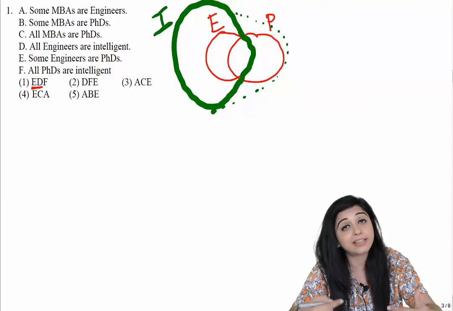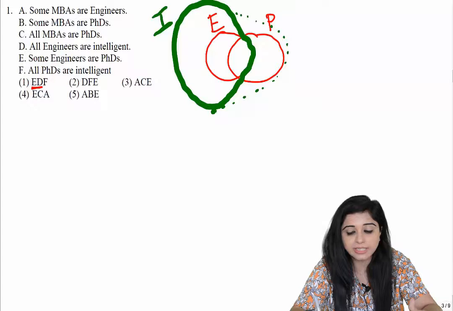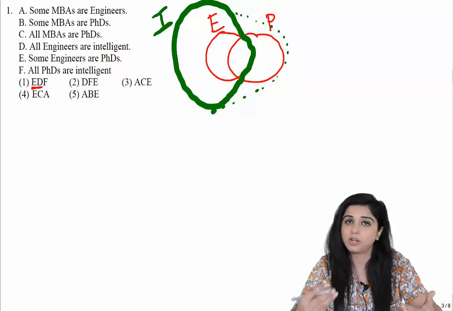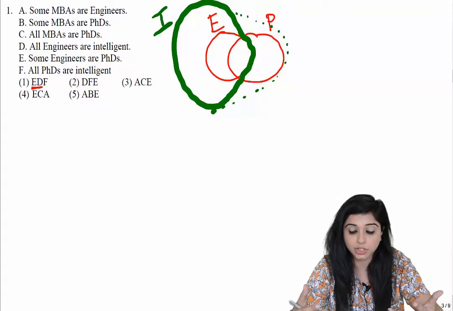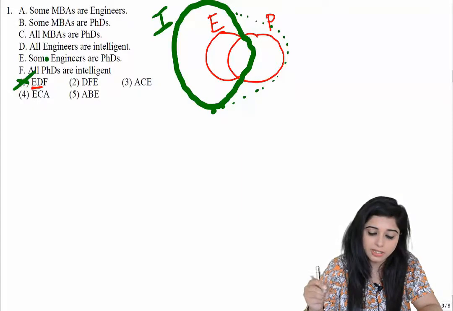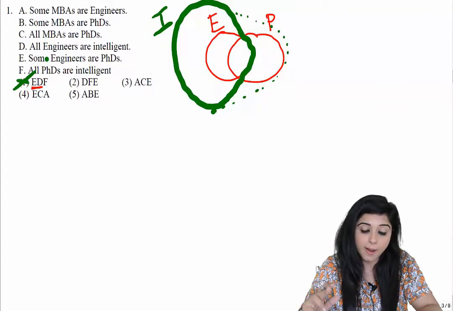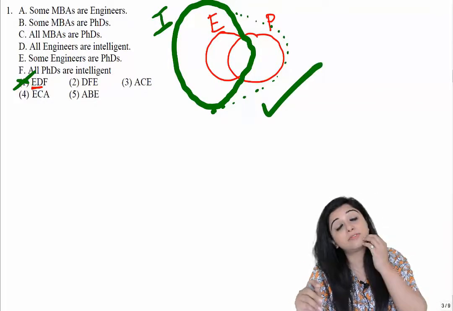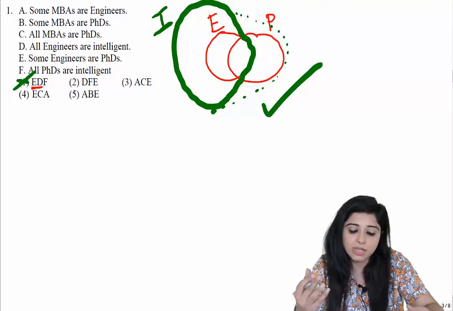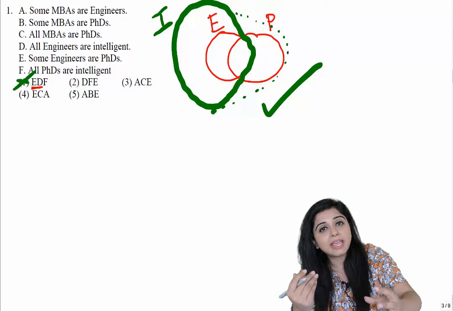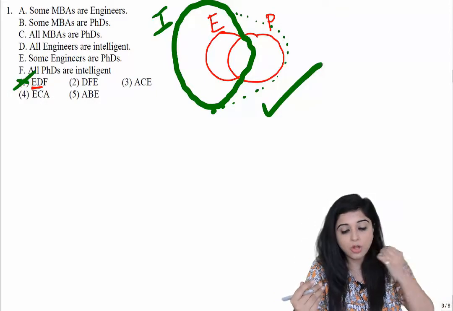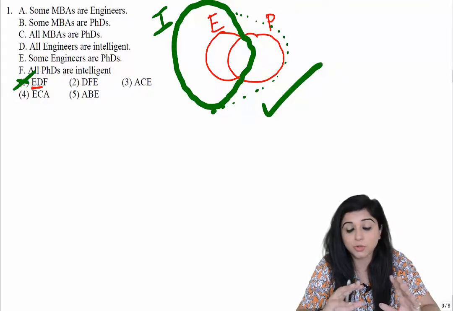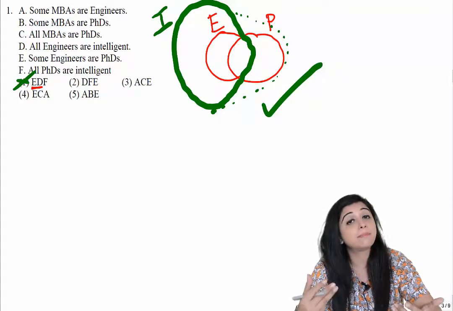Again, like I said, it's a case scenario that all PhDs may be intelligent, but are they necessarily intelligent? No, they are not, right? Because we don't know the established relationship between them. Therefore, this cannot be your answer. However, if the F statement were all PhDs may be intelligent, then we would have been able to say that this might be an answer, because in any case it is a possibility. May means maybe not as well, right? Therefore, all PhDs may be intelligent. They are not necessarily there because we don't know about the established relationship between them, but they may be, right?